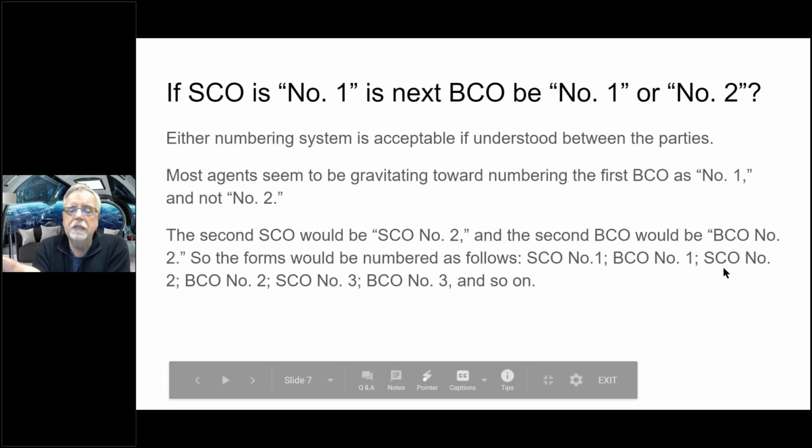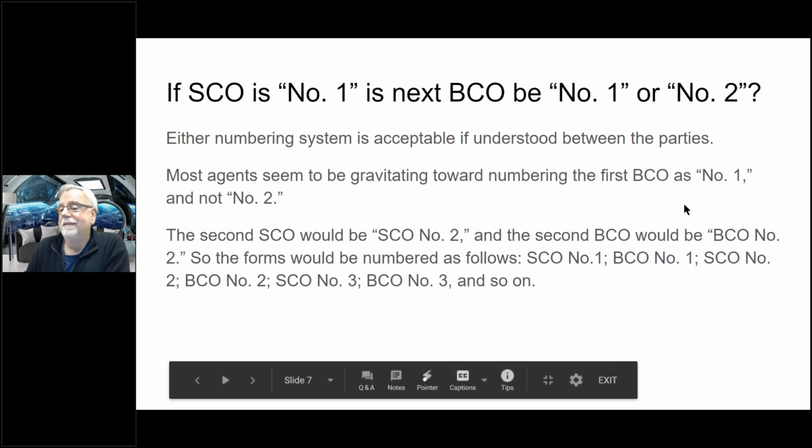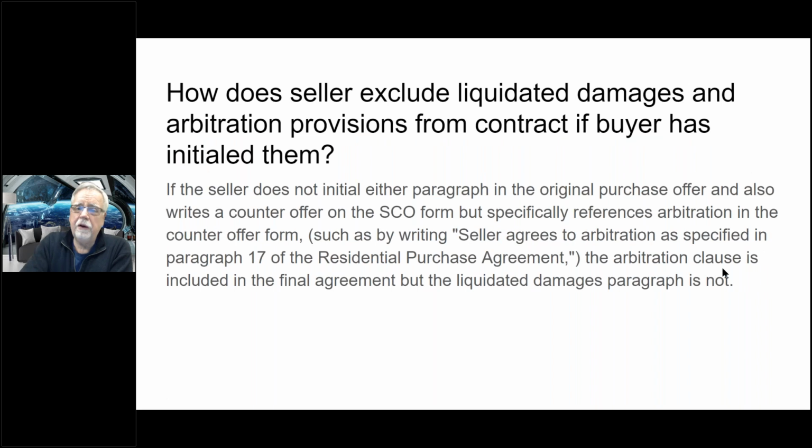And that's sort of what this is saying. If the seller counteroffer is number 1, is the next buyer counteroffer to be number 1 or number 2? And the answer is whatever you want to do, as long as everybody understands what they're doing and they follow the same sequence. I keep the seller counteroffers numbered and the buyer's counteroffers numbered, keep them separate. But this is from the California Association of Realtors. Apparently, they don't care.